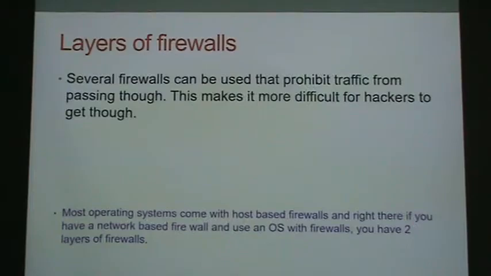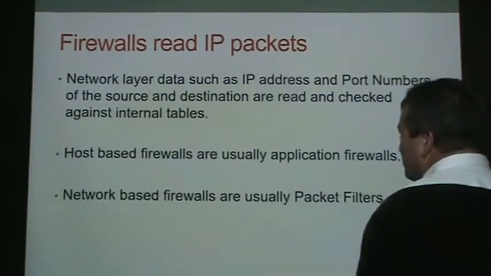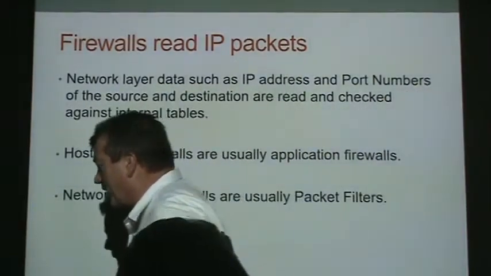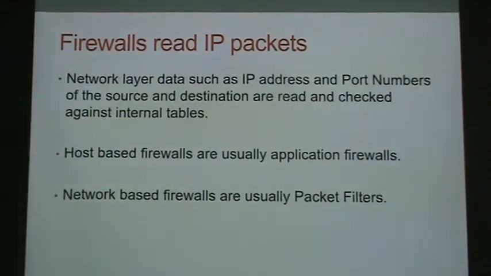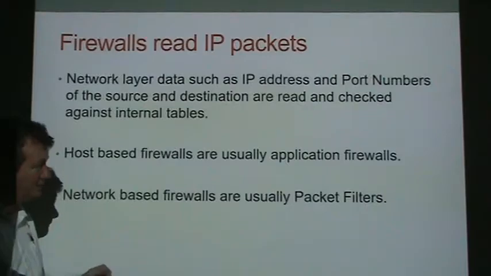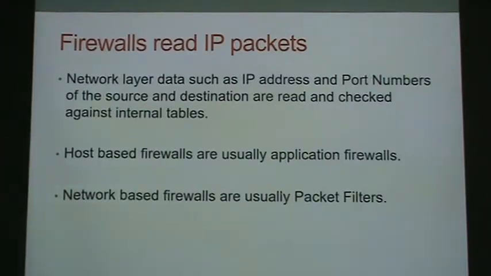So we could have layers of firewall. Okay, so firewalls read IP packets, and that's how they decide what messages go through or not. The network layer data, such as the IP address and port numbers of messages from both the source and destination, are read and checked against tables internal to the firewall.